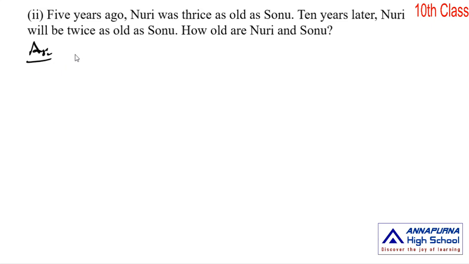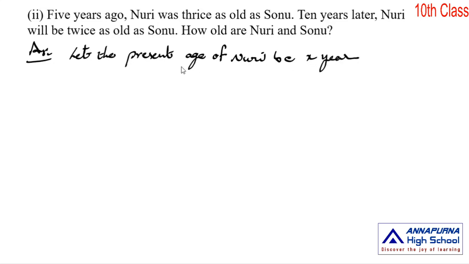So it is very clear. What are the two unknowns? The present ages of Nuri and Sonu. Both are the two unknowns. So let us take the two unknowns as x and y. Let the present age of Nuri be x years and the present age of Sonu be y years.